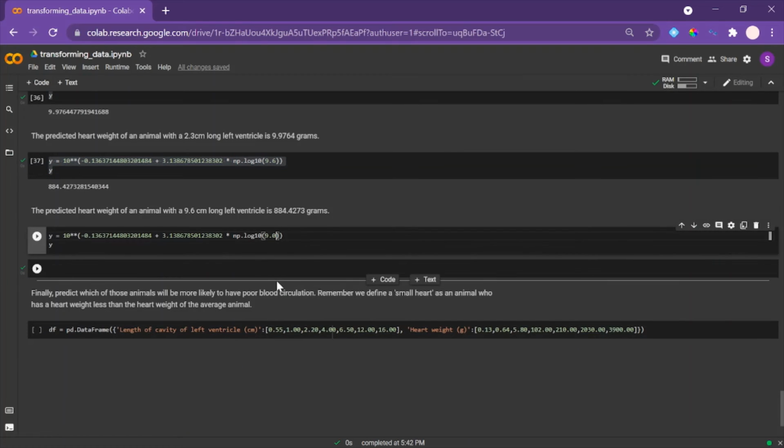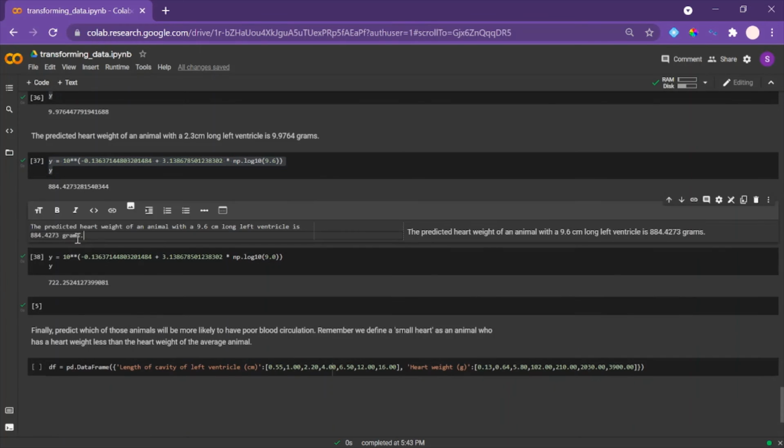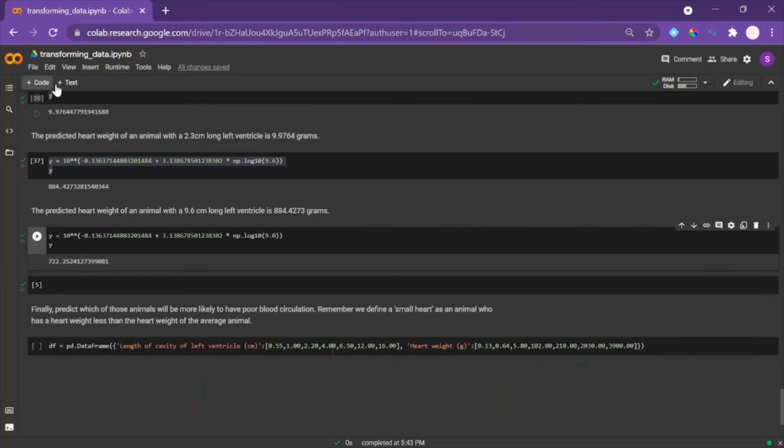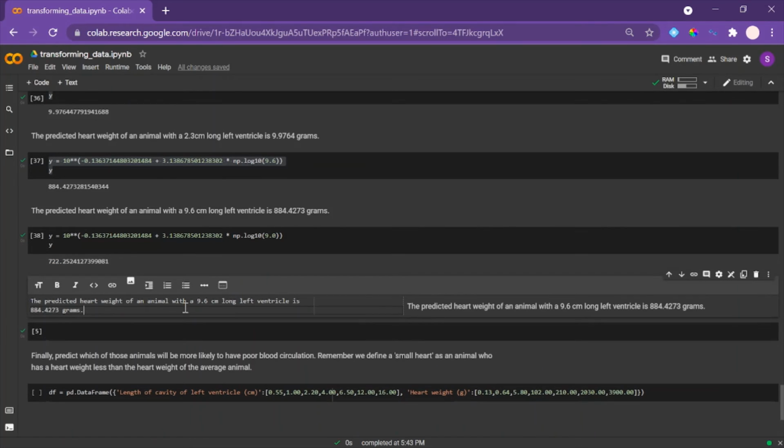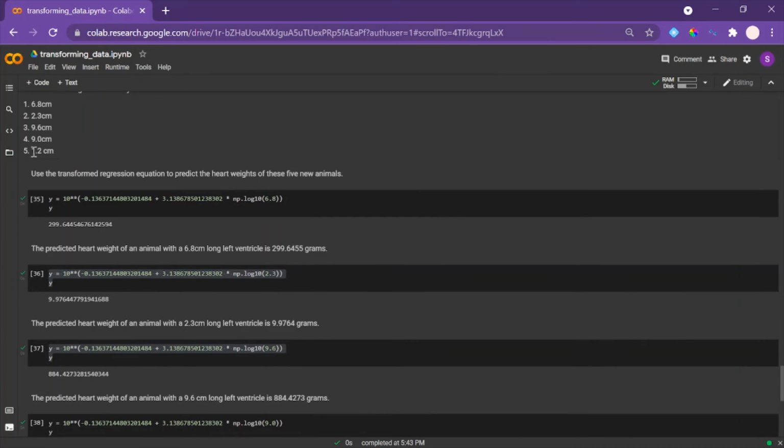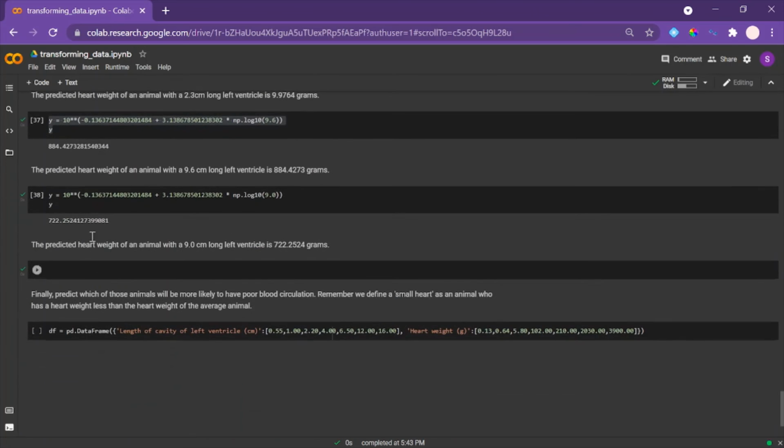We're going to do 9.0. Copy this. So the predicted heart rate of an animal with a 9 centimeter long left ventricle is 722.2524 grams. And finally, we have 1.2.